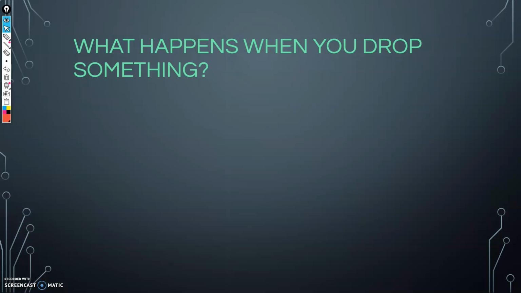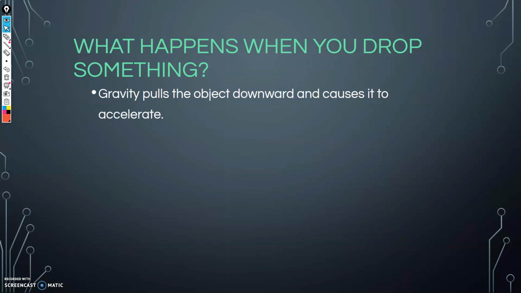All right, so what happens when you drop something? As we all know, gravity is going to pull things downward towards the ground. That's what keeps us on the ground. And as it does, it causes objects to accelerate. The acceleration of gravity is a constant value. The value is 9.81 meters per second squared.